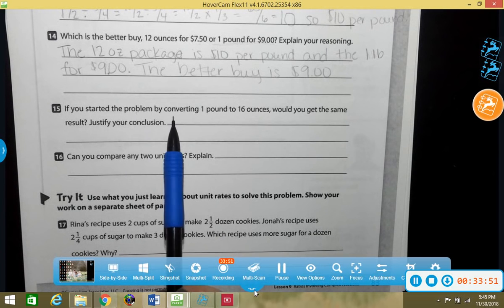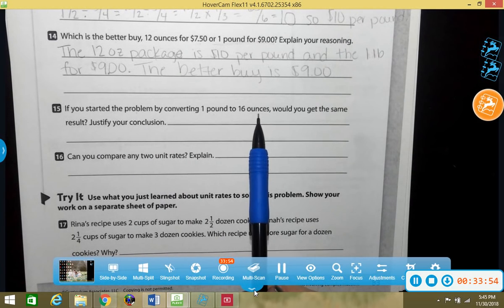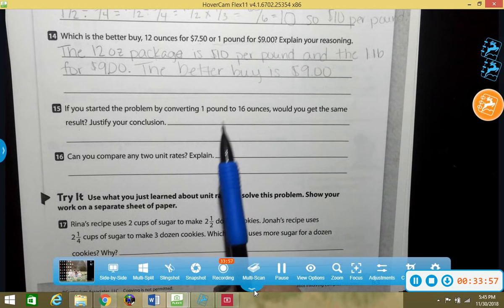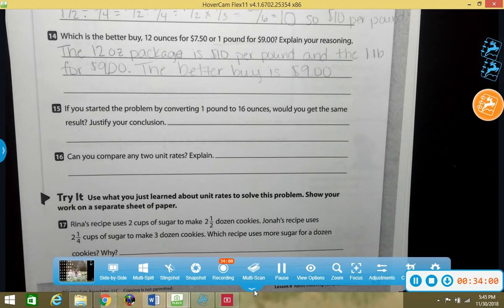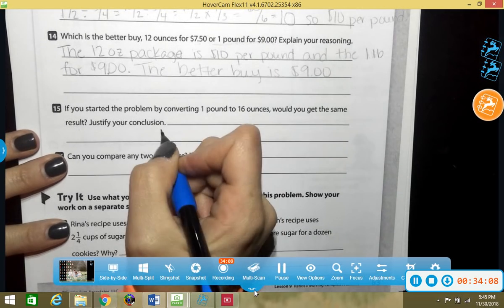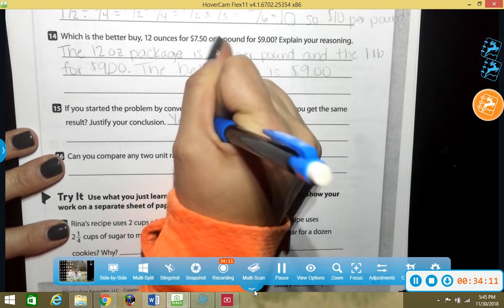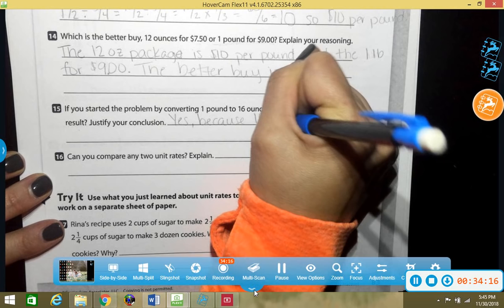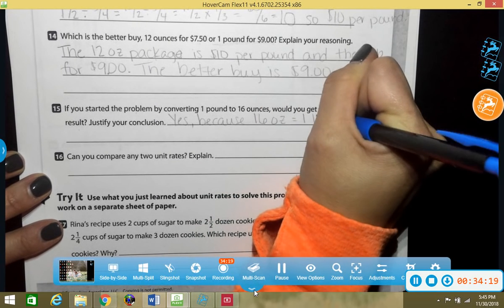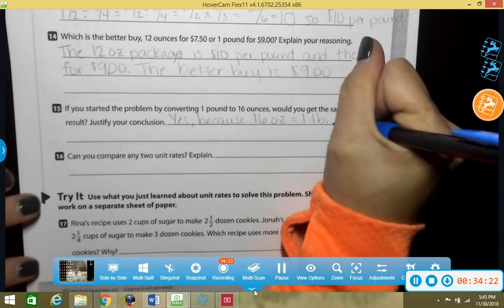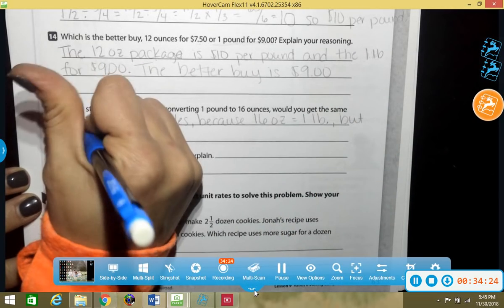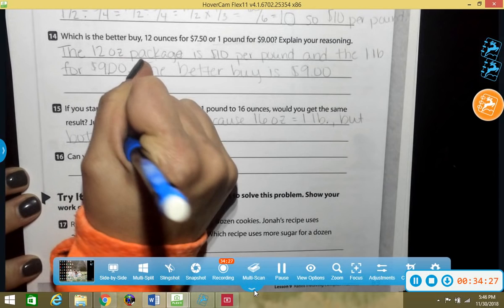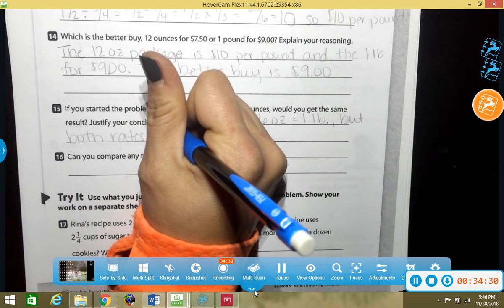If you started the problem by converting 1 pound to 16 ounces, would you get the same result? Justify your answer. So yes, you would, because remember when we started this, we said you have to have the same unit. So yes, because 16 ounces is equal to 1 pound. But both rates would need to be in ounces.